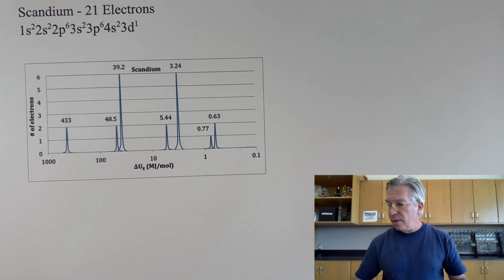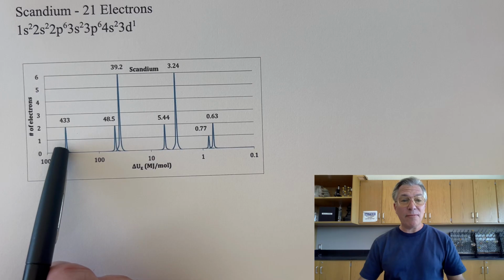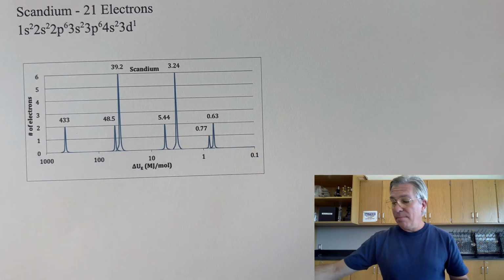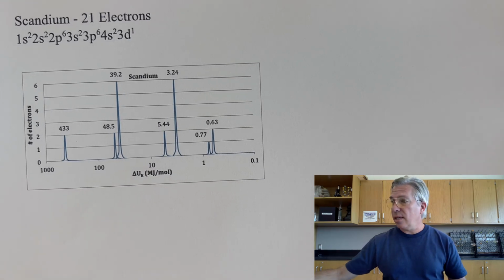Again, please note that the values for each of these peaks, like the 1s, are now way down at 433 megajoules. That's a lot because there are a lot of protons in the nucleus they have to overcome.